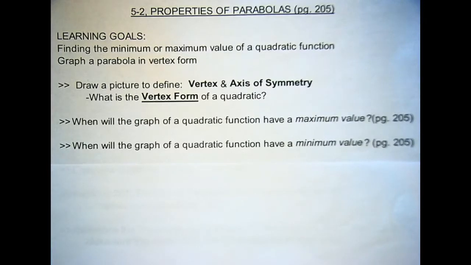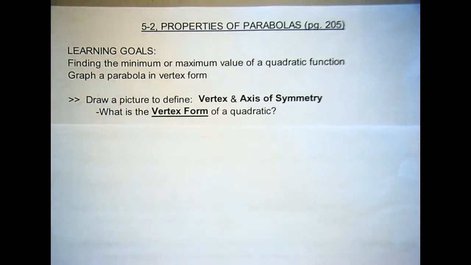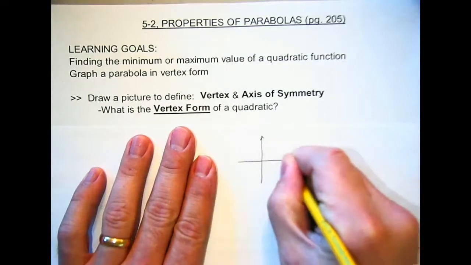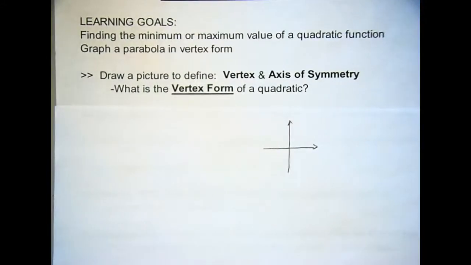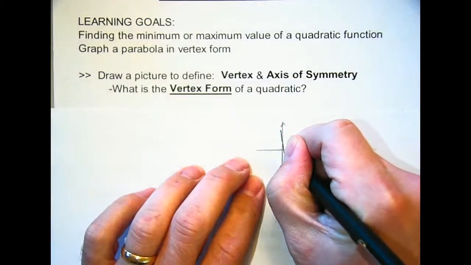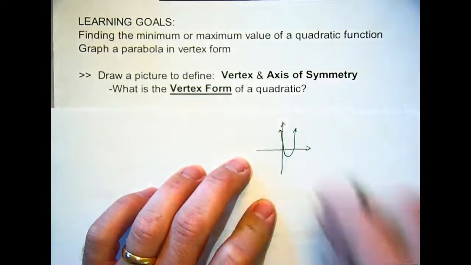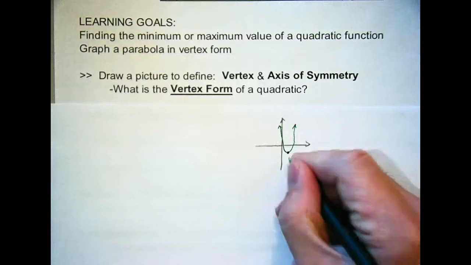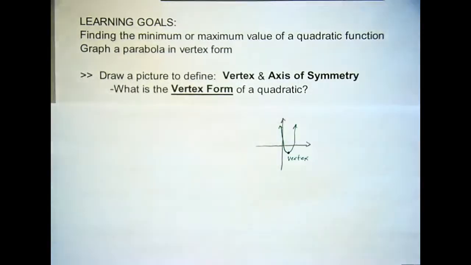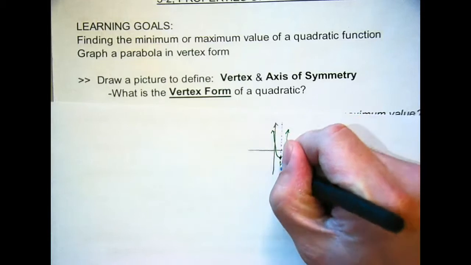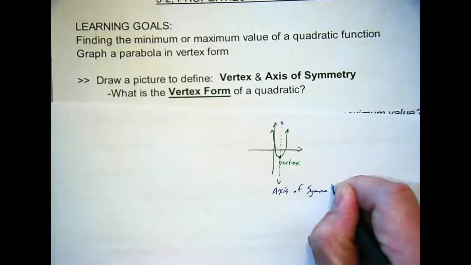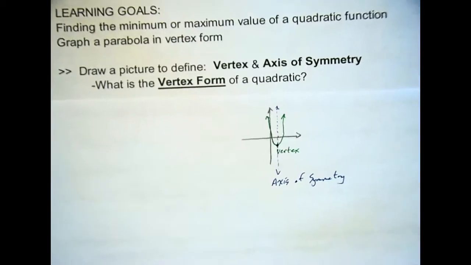Okay. Draw a picture to define the vertex and axis of symmetry. So like I said, we've talked about this a bit, but if I have an XY axis, and I am going to put in a parabola there. So there's my parabola. This piece right here at the very bottom or at the very top is actually called our vertex. And there's a mirror that runs right through the vertex, this line right here, this mirrored line. This is called your axis of symmetry. And we talked about these a bit this year. You've studied them in Algebra 1, but there's your vertex, there's your axis of symmetry.